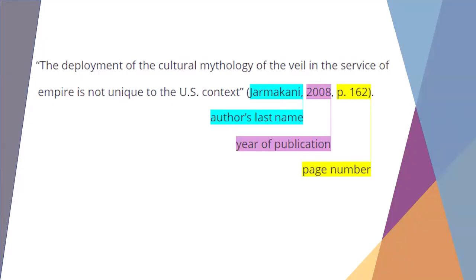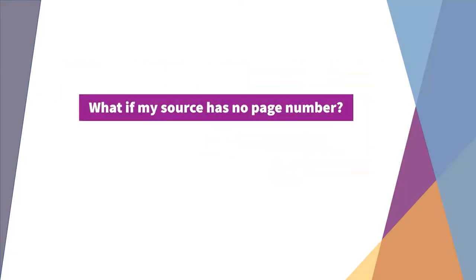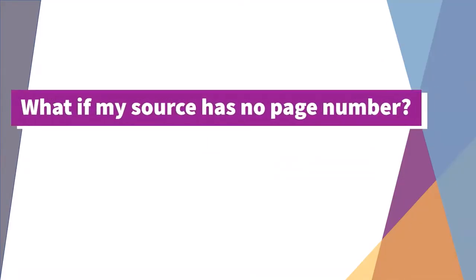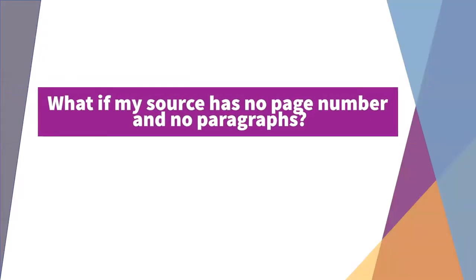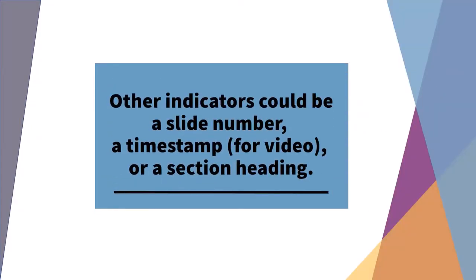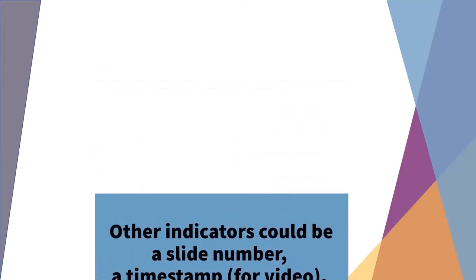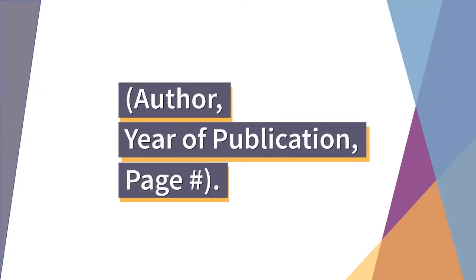In-text citations contain three main components. These are the author, the year of publication, and typically the page number. If we don't have a page number available to us, say for instance we're using an online resource, we can instead use the paragraph number, and we signal this with the short form PARA. In some cases, we have neither page numbers nor paragraph numbers available to us. In that instance, it's completely appropriate to use a different indicator. For example, slide 11.